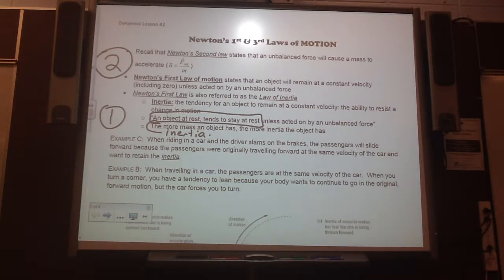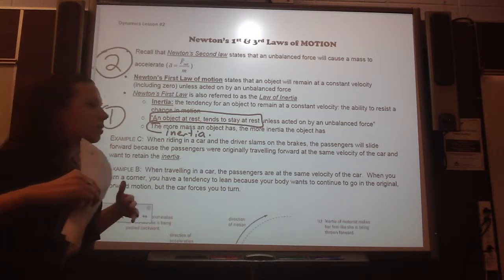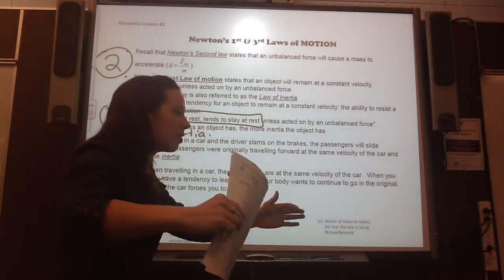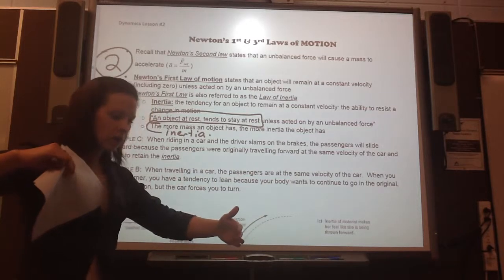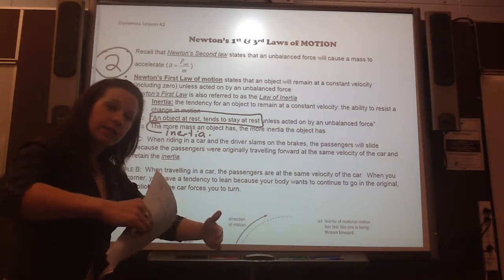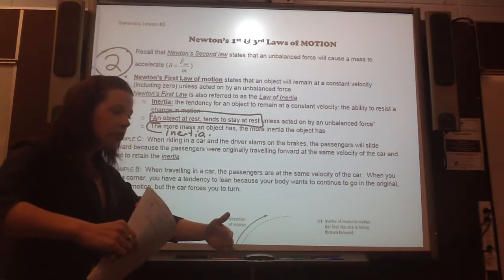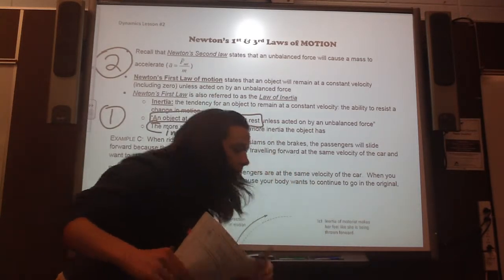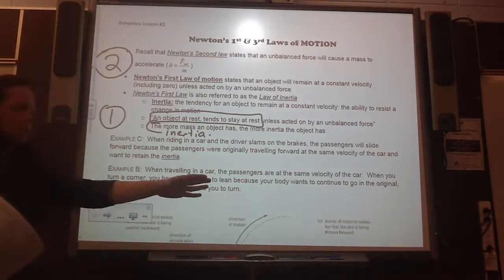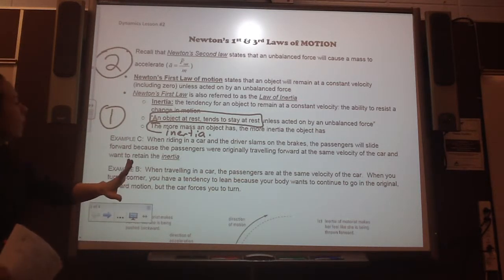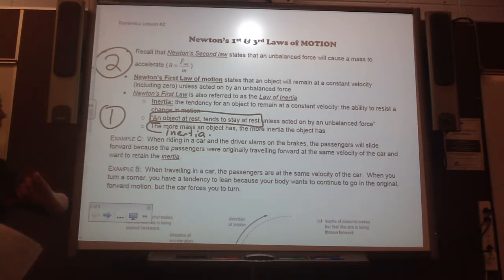For example, when riding in a car and the driver slams on the brakes, the passengers will slide forward. Because the passengers were initially moving at a certain velocity, and then the car stops. The people in the car will continue at the velocity that the car was going before. So the car stops and you go forward because your body wants to stay at that same velocity, but the car has stopped. We would say the passengers want to retain inertia. They want to maintain the same velocity that they were going.